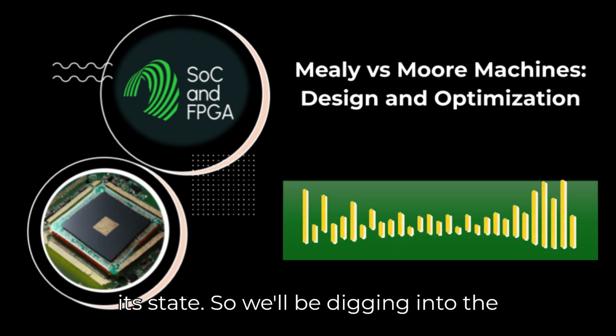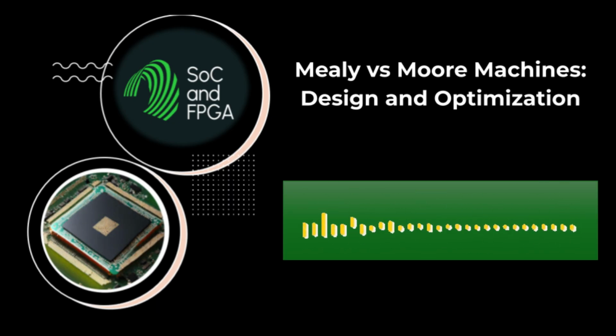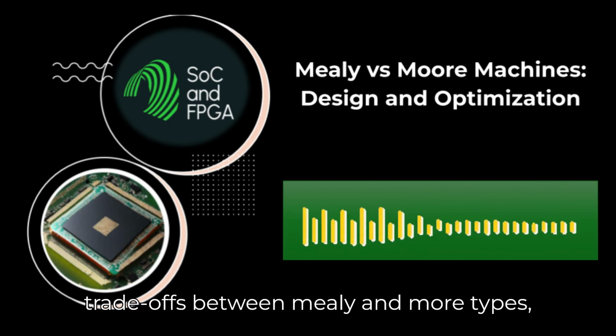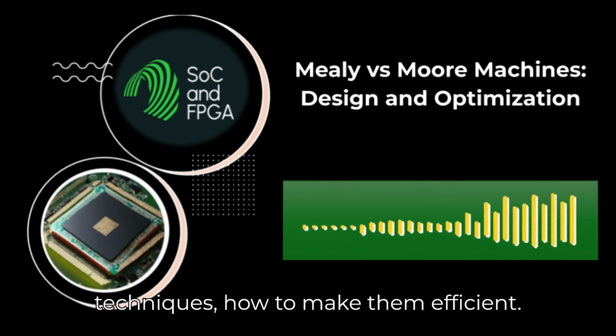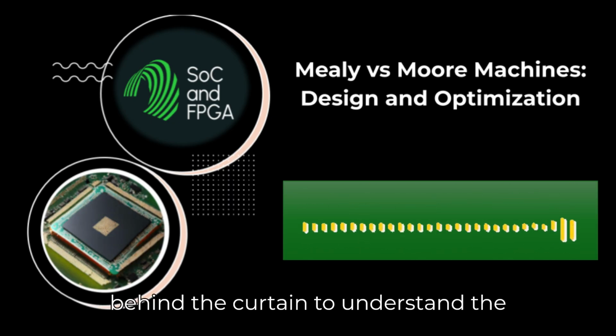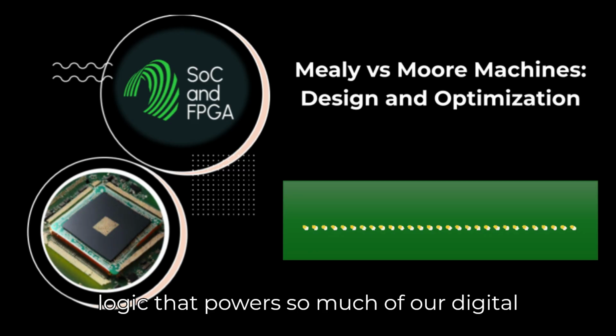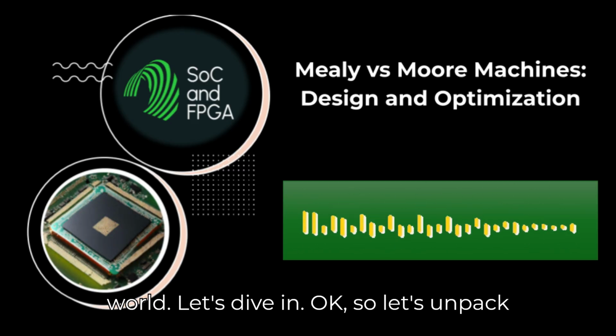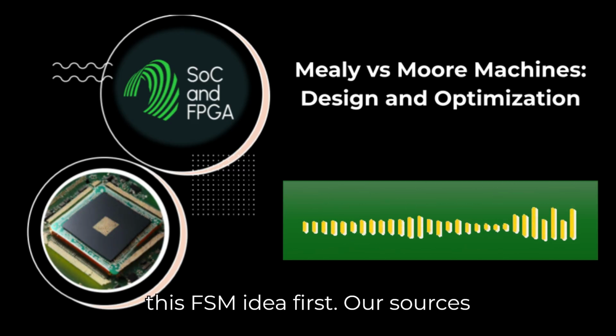So we'll be digging into the definitions, the characteristics, the real-world trade-offs between Mealy and Moore types. And also some important optimization techniques, how to make them efficient. Okay, get ready, folks. We're going behind the curtain to understand the logic that powers so much of our digital world. Let's dive in. Okay, so let's unpack this FSM idea first.